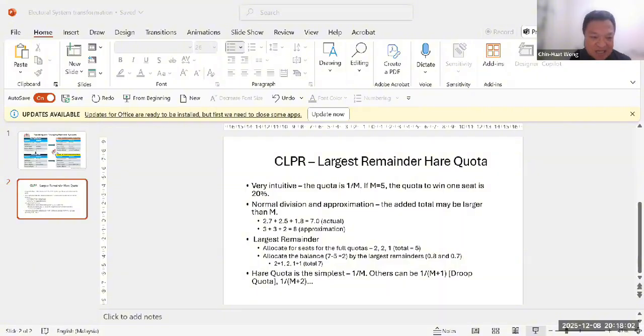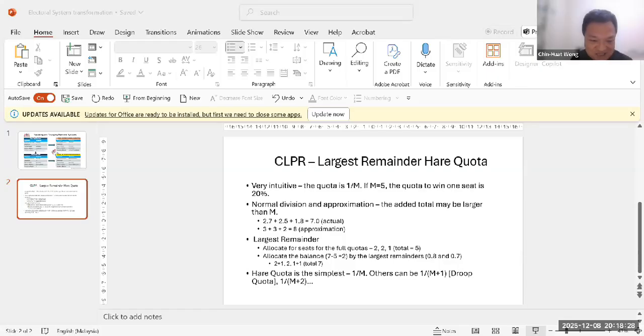Now if I repeat this, you tell me what the final allocation is. For 2.7, what would it be at the end? 3. For 2.5, 2. For 1.8, 2. So you end up getting 7, right? Yes, that's largest remainder.